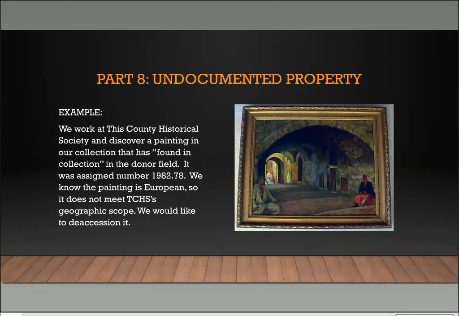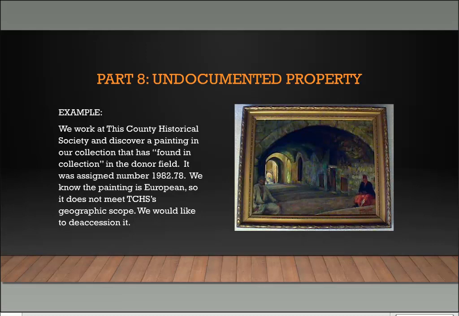All right, so here's our example of undocumented property. This county historical society discovers a painting that has found in collection listed in the donor field. It was assigned number 1982.78. We know this painting is European, so it does not meet this county historical society's geographic scope. We would like to deaccession it. So in this example, we've presumably had this painting since 1982, since that's what the front part of the accession number tells us. And we know that it's European, and we don't want it in our collection.